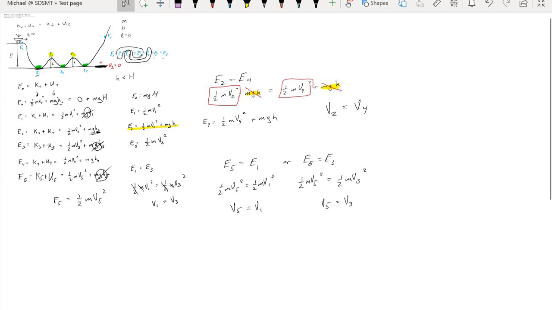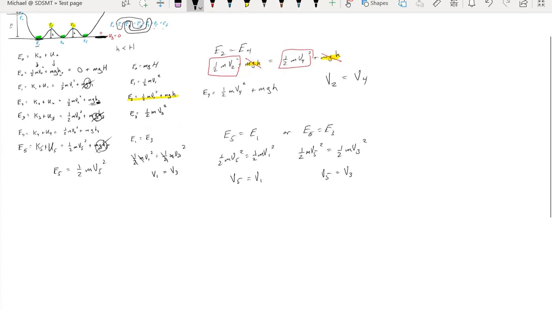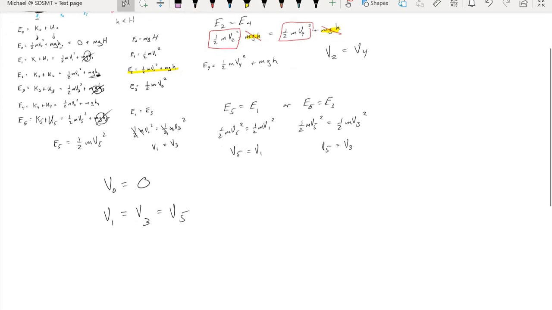All right, well, I said that I wanted to know the speed at each of these locations, and now looks like our work is turning out to be pretty straightforward. I know that the initial speed at the initial location is 0. I know that the speeds at sites 1, 3, and 5 are all going to have to equal each other, so I only have to solve for one of those. I know that the velocities at sites 2 and 4 are going to equal each other, so I only have to solve for one of those.